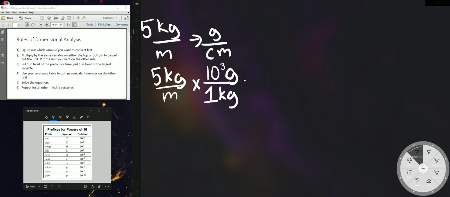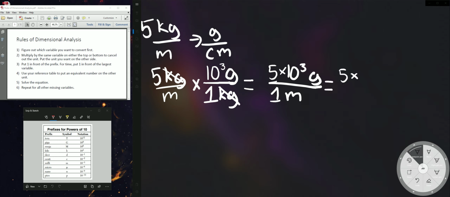So now let's solve the equation. First, we're just going to cancel out the units over here: kg, kg. Now we've successfully canceled out our units. So it's going to be 5 times 10 to the 3 g over m, because again, m times 1 is just 1m. So now we're going to simplify that. I'm just going to write it as 10 to the 3 g over m.